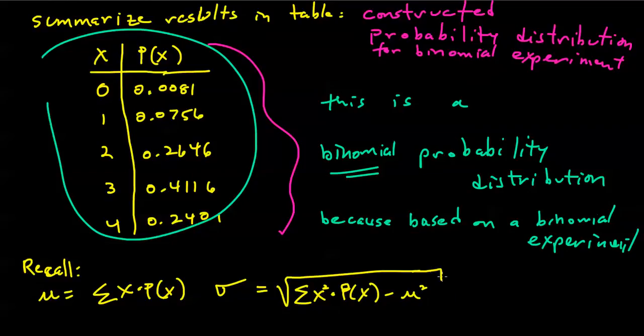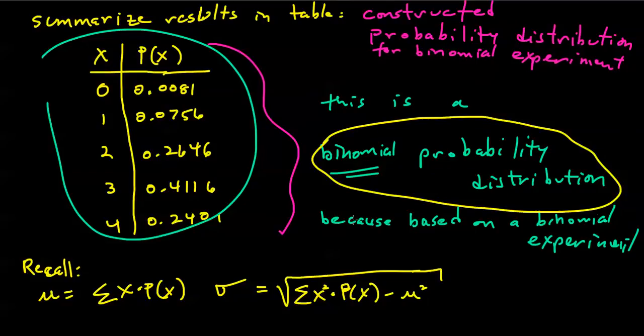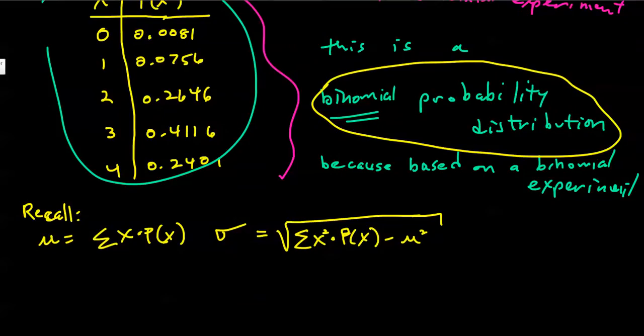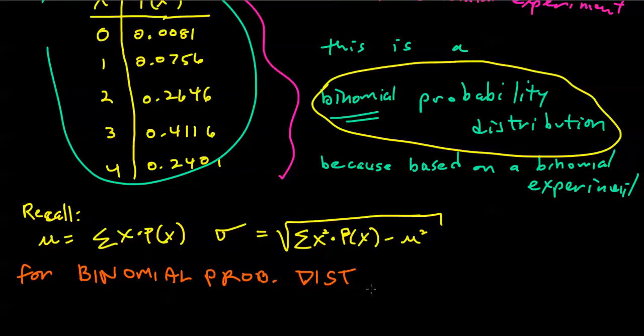Alright, it turns out in a binomial situation, these two formulas can be greatly simplified, and I'm going to give them to you right here. But you have to remember to use these only in the binomial distribution case. Let me write them down. For a binomial probability distribution, two outcomes per trial, fixed number of trials, independent trials, etc.